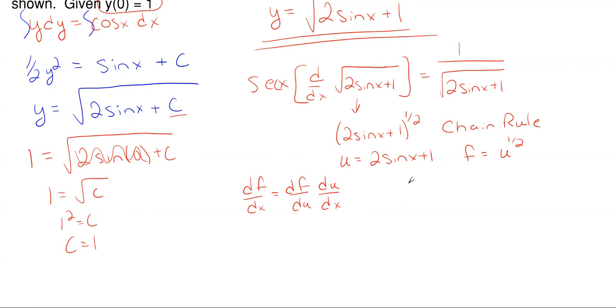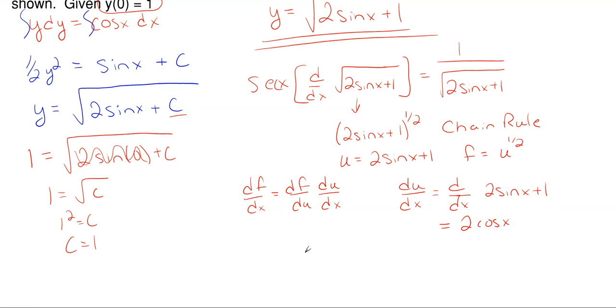Well, du/dx is equal to the derivative with respect to x of the u equation, which is simply 2 sine of x plus 1. And this gives me 2 cosine of x, since the derivative of sine of x is positive cosine of x. And whenever you take the derivative of a number like 1, or any value with no variable attached to it, it just drops out entirely.